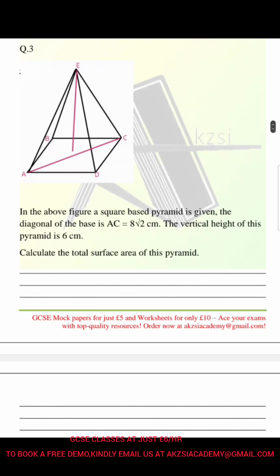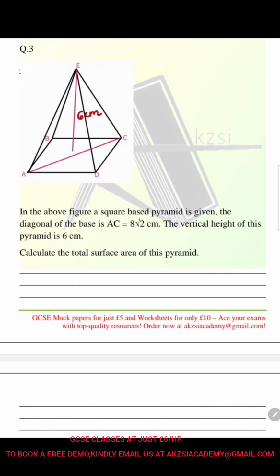Question 3 says, in the above figure, a square base pyramid is given. The diagonal of the base is AC. This is the diagonal of the base, and that's given as 8 root 2 centimeters. The vertical height of this pyramid is 6 centimeters. That means this height that's mentioned here is actually 6 centimeters. Calculate the total surface area of this pyramid.